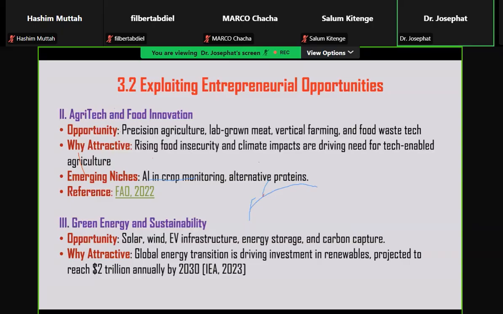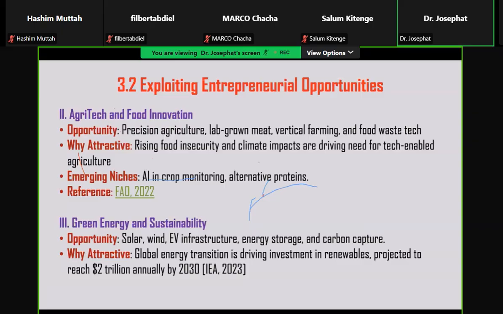Eneo la tatu ambalo tunaweza kuangalia kwamba kuna lot of opportunity ni green energy and sustainability. Sasa hivi tunaangalia green energy, na mwaka juzi 2024 Mheshimiwa Rais alizindua sera yetu ya nishati safi. Tunasema kwamba clean energy, kwamba matumizi ya nishati safi majumbani. So tukiangalia opportunity iliyopo kubwa sana hapa, tuna opportunity katika upande wa solar, wind, EV infrastructure, energy storage and carbon capture. So matumizi ya solar, matumizi ya wind, matumizi ya EV infrastructure and the likes.